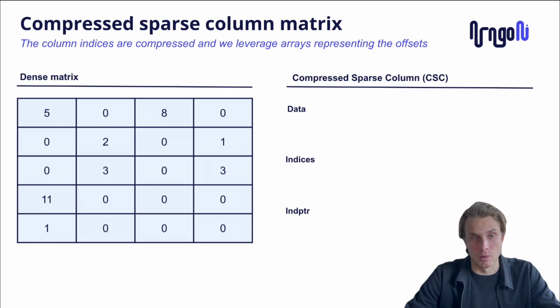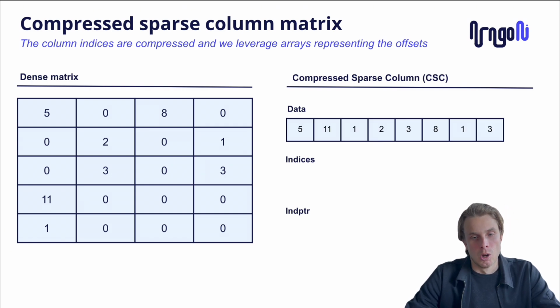Let's start with the data array because it's most intuitive. We effectively fill this array with all of the non-zero values from the dense matrix. So if you see here, again, in column format, what we do is we start from the leftmost column from the top and go down, then move on by shifting right one. So we go 5, 11, 1, that's the first column, then 2, 3, and then 8, 1, 3. So we're just filling out this data array with all of the non-zero values.